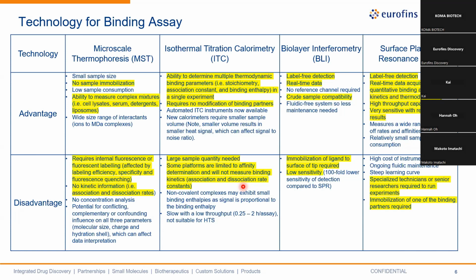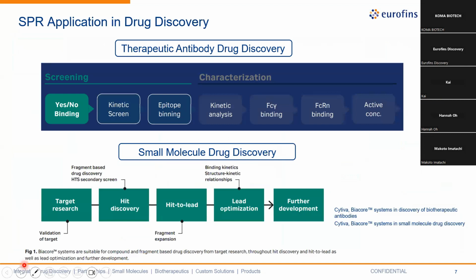some platforms are limited to affinity, so it's very difficult. I mean, it's kind of indirect to measure the binding kinetics. Most people use it to measure the affinity and also entropy. So that's an overview of the technology comparison for binding. And today we are going to focus on the SPR binding technology.